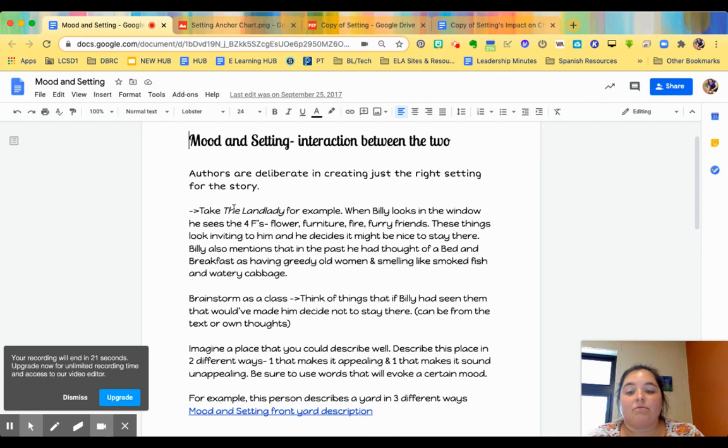So my example, another one from a story, would be The Landlady. Billy looks in and he sees flowers, furniture, fire, and furry friends, and he decides that this place might be inviting and that he'd like to stay there. So he goes against what he knows about bed and breakfasts, and he takes a risk and he stays there anyway, based off of looks.